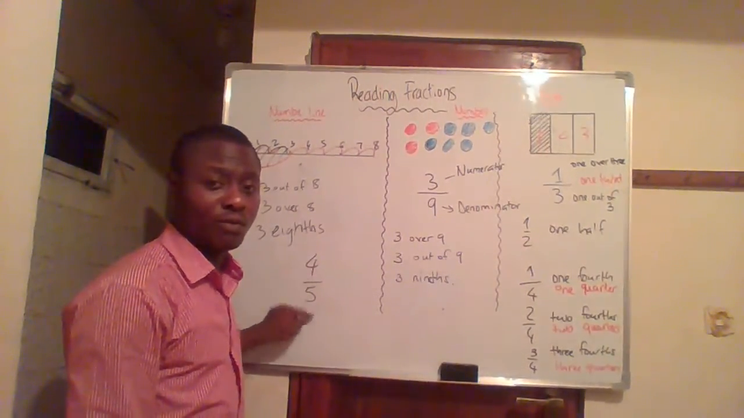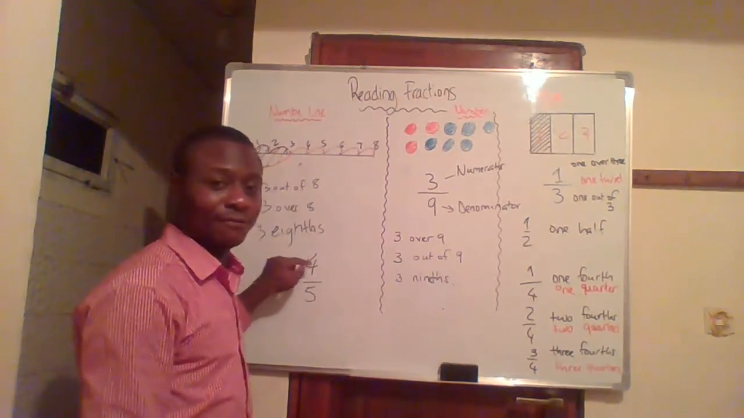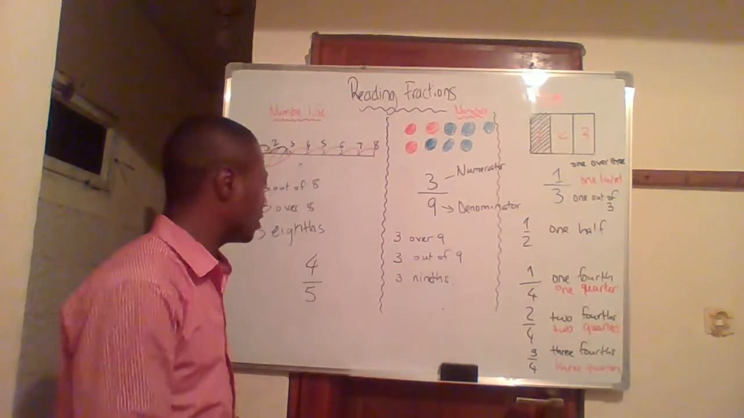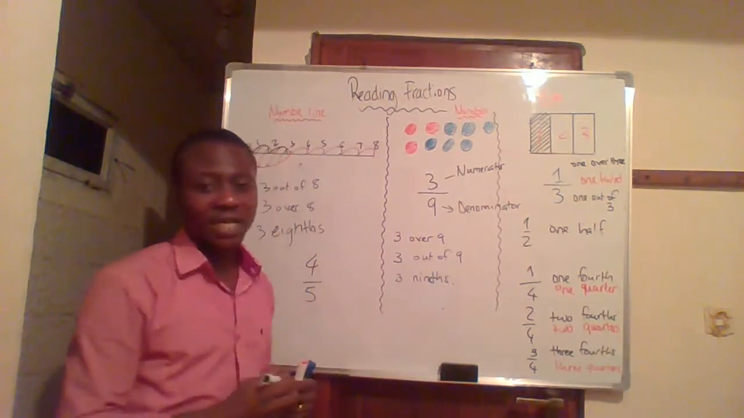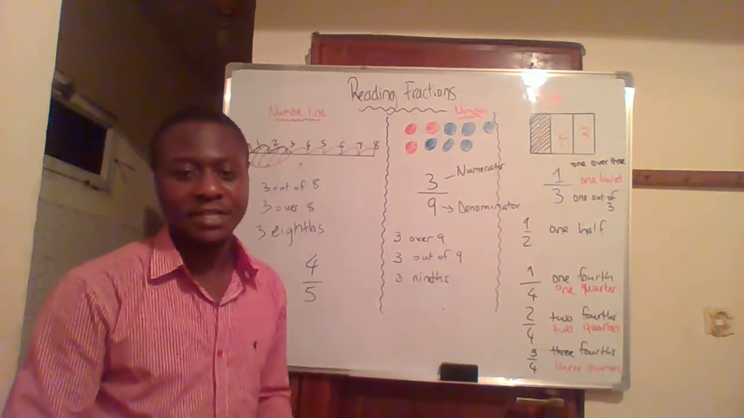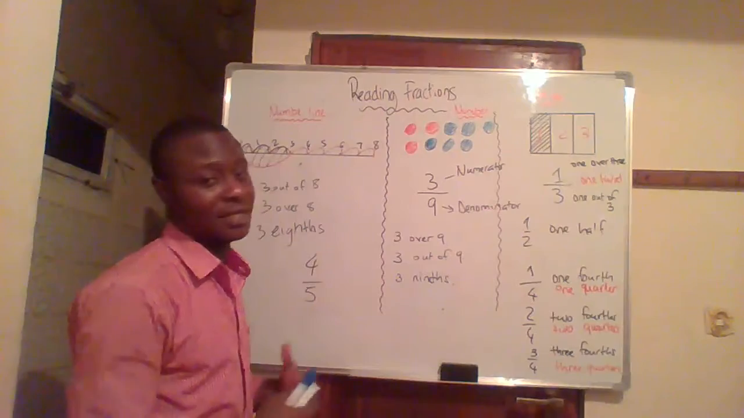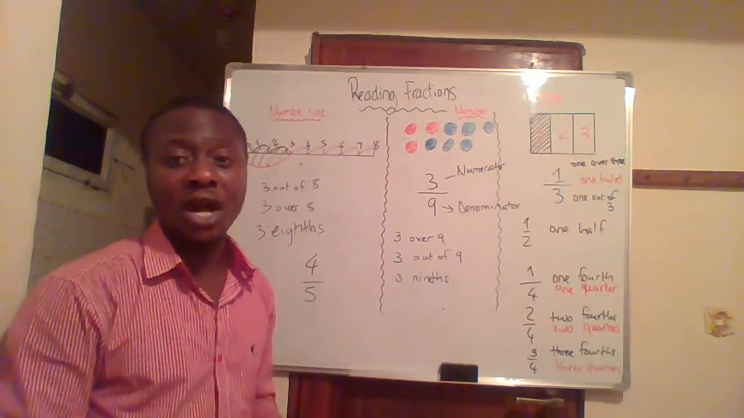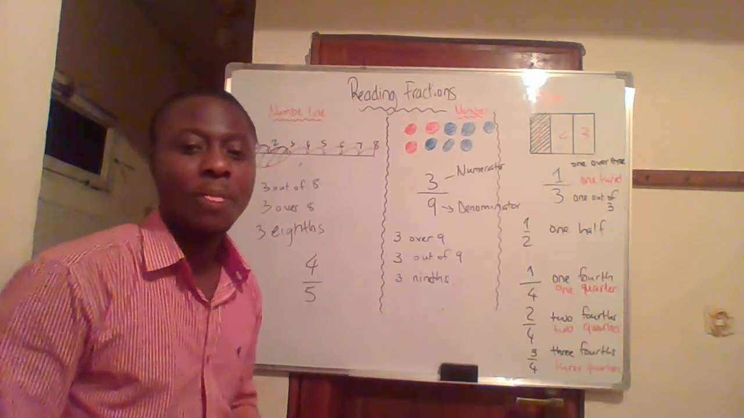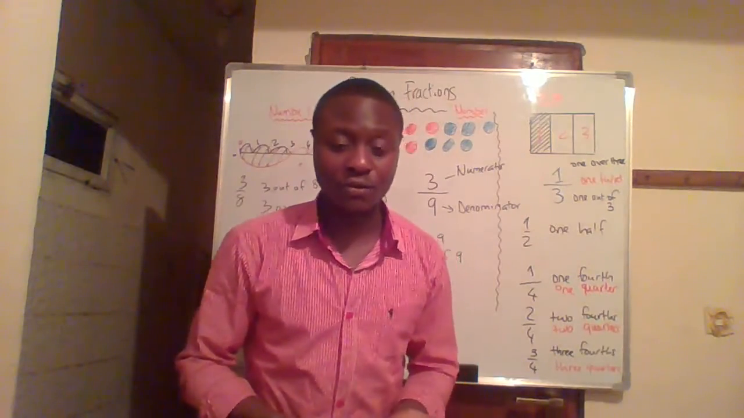So it's 4 over 5. Or it is 4 out of 5. Or it can also be called 4 fifths, which means there's a 4 at the top and there are 4 parts out of 5. Good. So this is what you basically do with fractions.